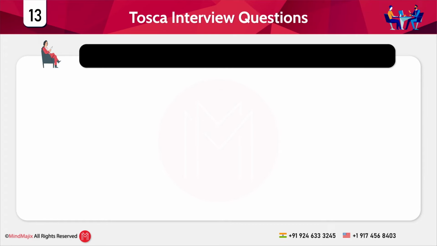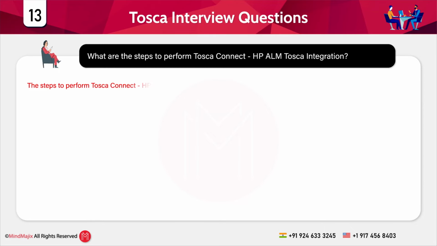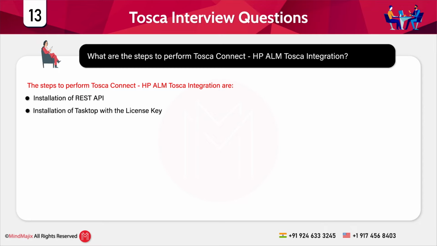The next question is, what are the steps to perform the Tosca Connect HP ALM Tosca integration? How do you integrate these two elements, Tosca Connect and HP ALM? There are various steps that you must follow for this integration. In the first step, you install the REST API. In the next step, there is installation of Tasktop with the license key. Then test cases synchronization from Tosca to the test plan module in the HP ALM.